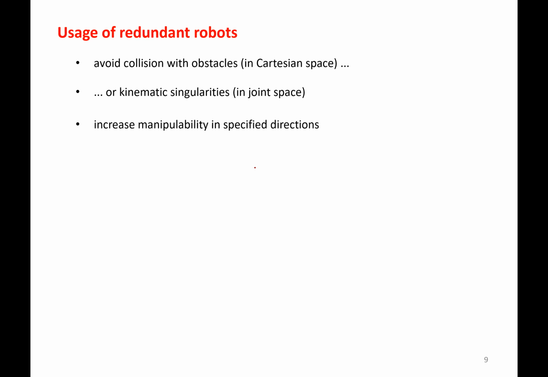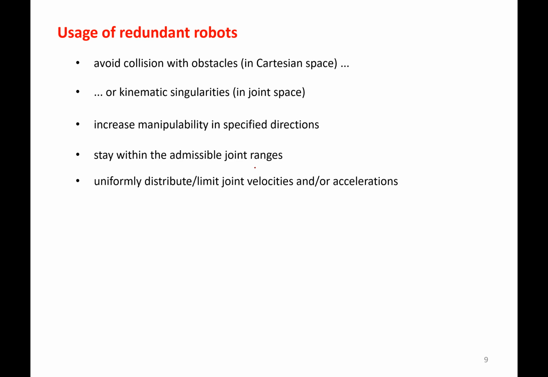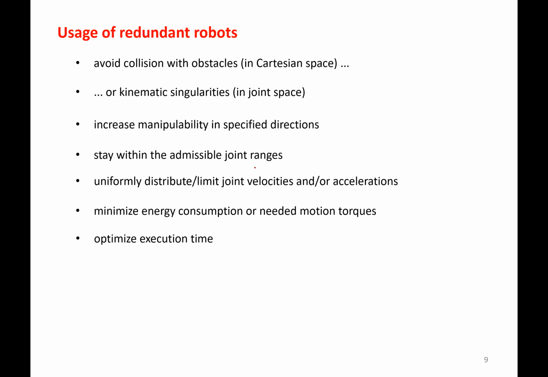Whenever we lose mobility, it is because we have a big motion of the joints and a very small motion of the end effector. So in that case, we lose mobility. Or we can stay inside the joint ranges. If one of the joints is about to reach the joint limits, the robot can reconfigure itself using the other joints to avoid hitting the limits. And we will see an example in the next slide. And in general, uniformly distribute joint velocities, or minimize energy consumption, or optimize the execution time.